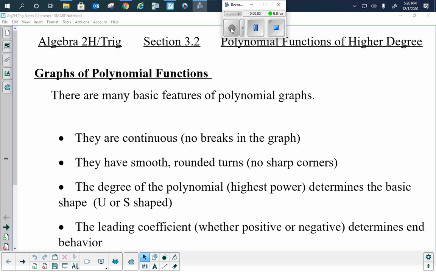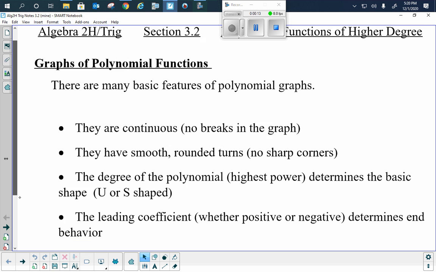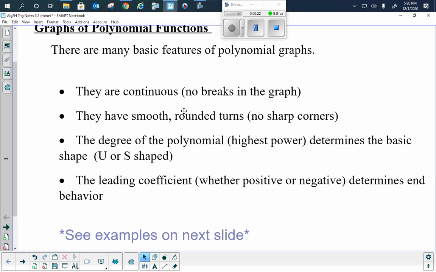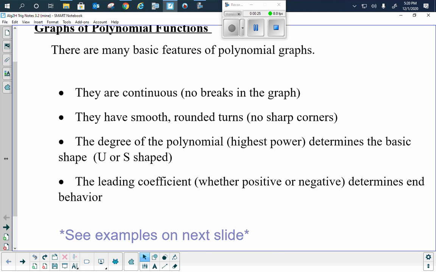For section 3.2, polynomial functions of higher degree, continuing with that, we're going to talk about the graphs of polynomial functions. So, many basic features of polynomial graphs. One, they're continuous, meaning no breaks in the graph. What that should mean to you is, from left to right, no matter what you're doing with the graph, if you put down your pen or pencil, you should never be lifting it. It has no breaks in it. You wouldn't be crossing a hole, you wouldn't be crossing an asymptote, anything like that.